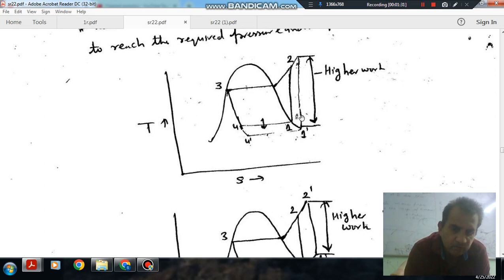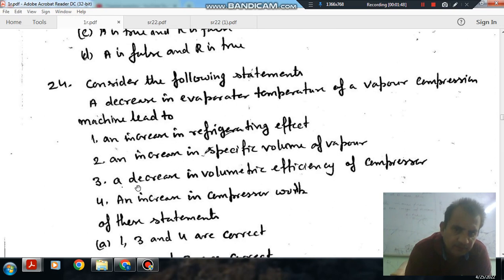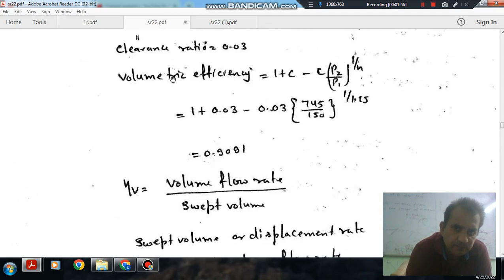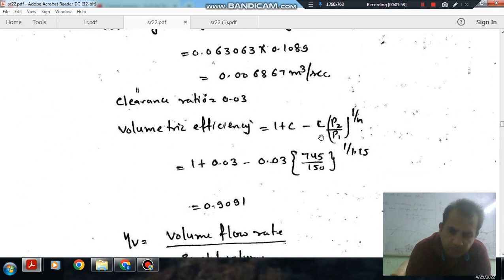also increasing. So volumetric efficiency is given as 1 plus C minus C (P2 by P1) to the power 1 by N. So as P2 by P1 is increasing, volumetric efficiency will also decrease. Okay, so volumetric efficiency is decreasing. This can be explained like this. So this is the formula for volumetric efficiency. As P1 is decreasing, this ratio P2 by P1 will increase and volumetric efficiency will decrease.